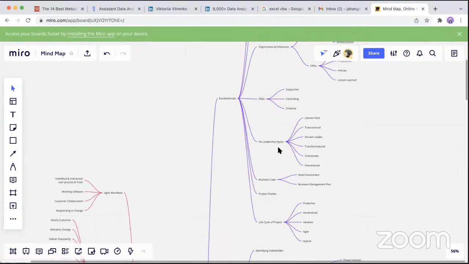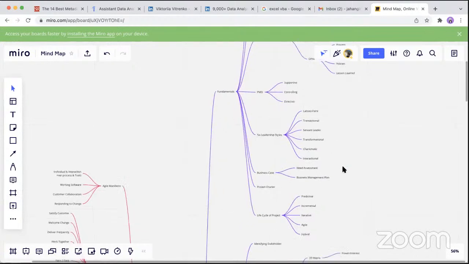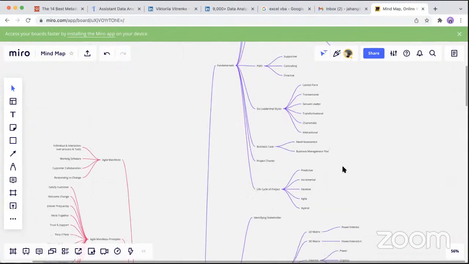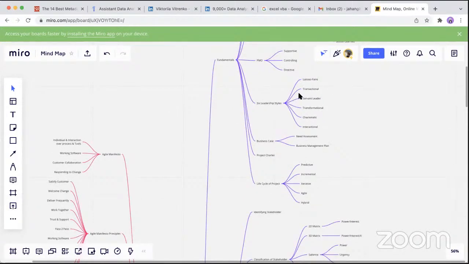For leadership, we have six different styles of leadership, which are mentioned here. Servant leader is the most important in the agile, in the adaptive thing. And the role of a project manager can be a combination of any of these leadership styles.